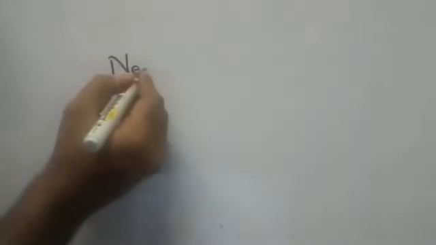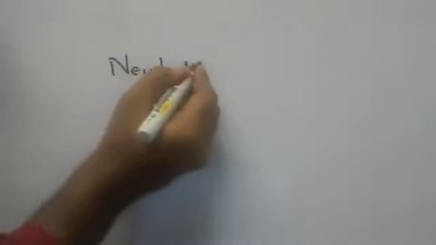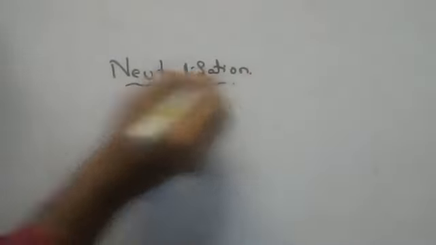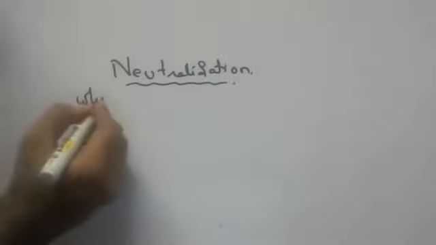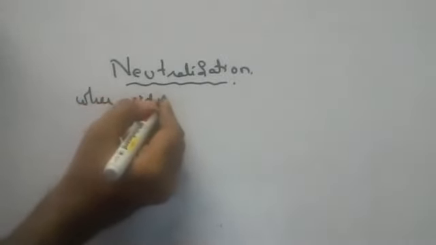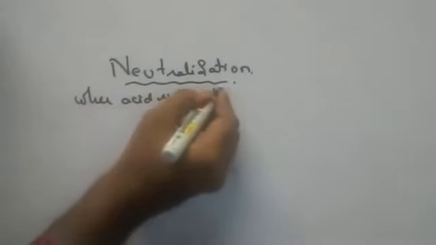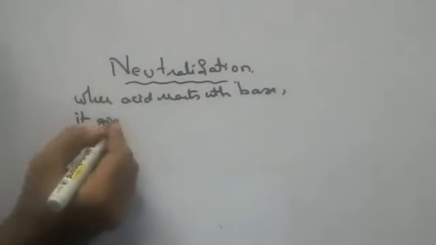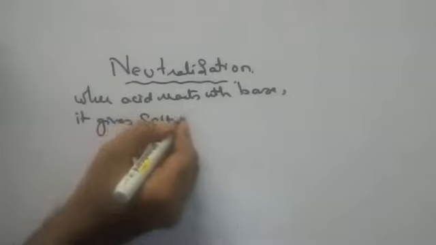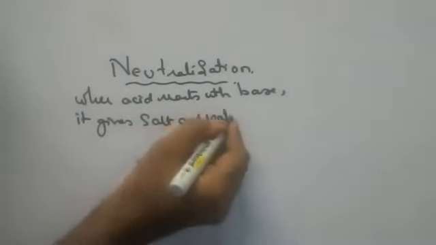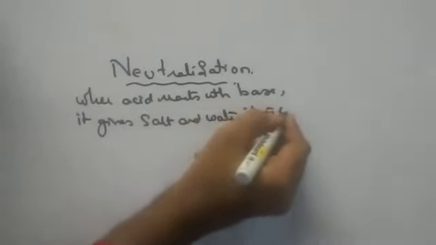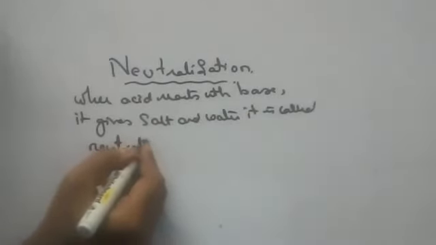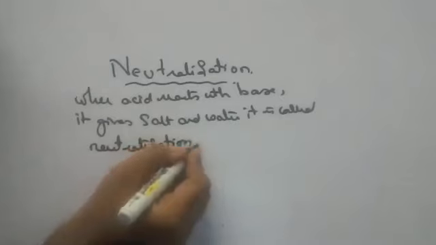So children, today we'll discuss neutralization. What is meant by neutralization? Children, when acid reacts with base, it gives salt and water. It is called neutralization. We are neutralizing, children.